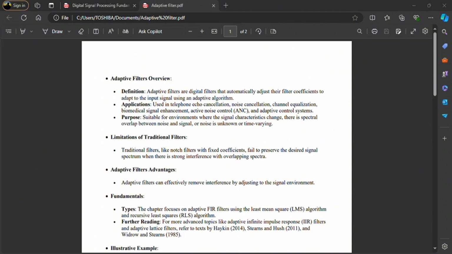Then we are going to the PDF. After Wikipedia, we are going to explain the adaptive filter from the book's point of view. And here you can see the adaptive filters.